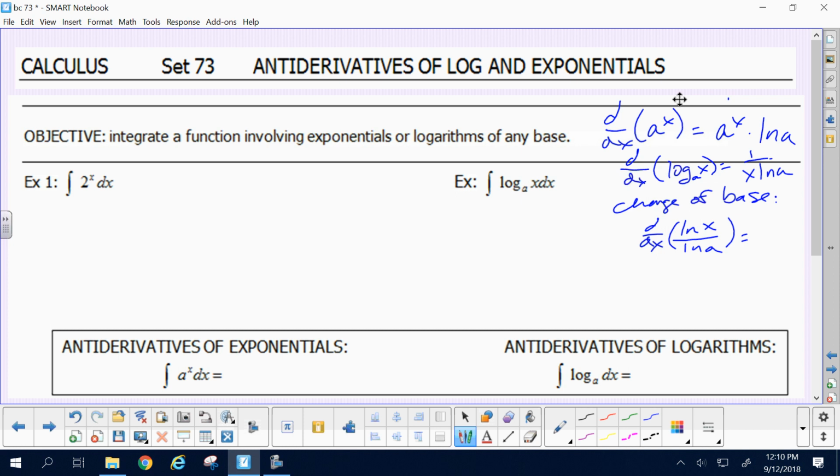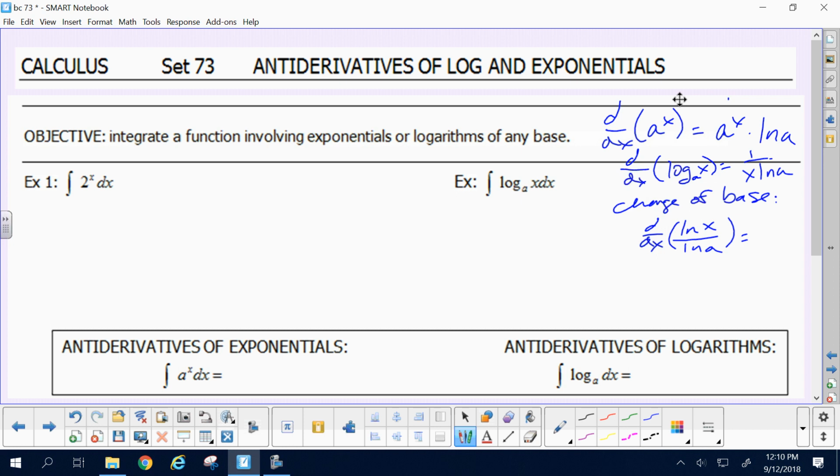Are you with me? With that rewrite, it would be pretty easy to see why that would be. 1 over natural log of a is a constant, and natural log of x's derivative is 1 over x. So that's one way to see where that comes from, though not the only one. Keep that in the back of your mind, and come back to it in a second. So today we're talking about integrating those two ideas, and obviously they'll probably have to do with the derivative.